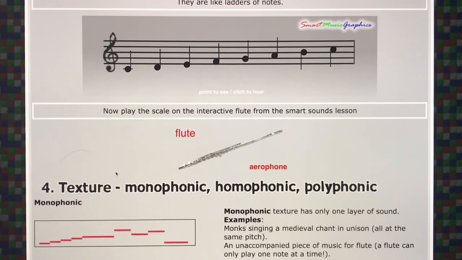So if you've done the Smart Level lesson on sounds, you might remember the flute, and this plays the scale. And when the flute plays a tune, it plays all of those notes but in a different order.